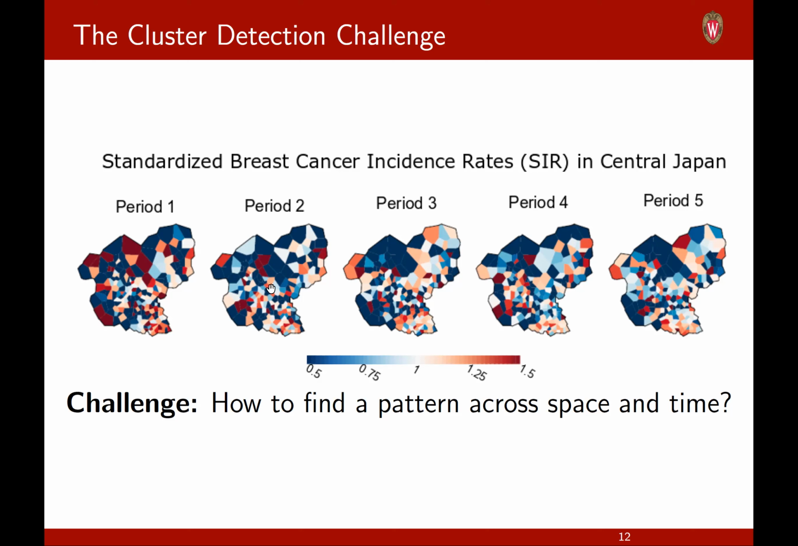But as we then expand across time, these things change. Like, is that really a cluster? Is it not? So it's really challenging to sort of differentiate the signal from the noise in spatial cluster detection. And that really becomes the main research question of how do we find a pattern across both space and time?